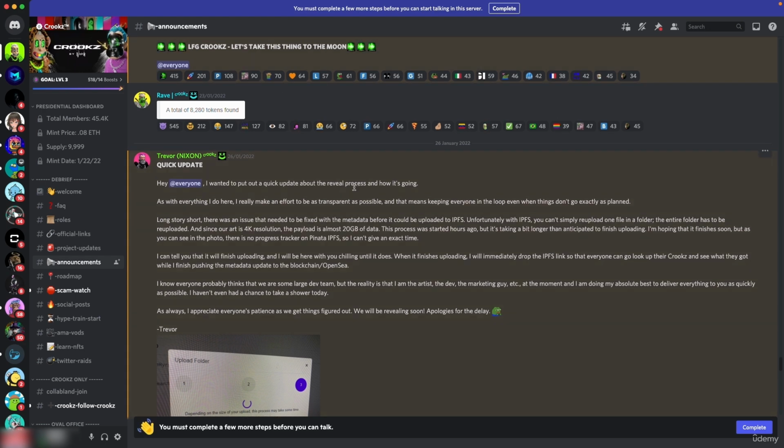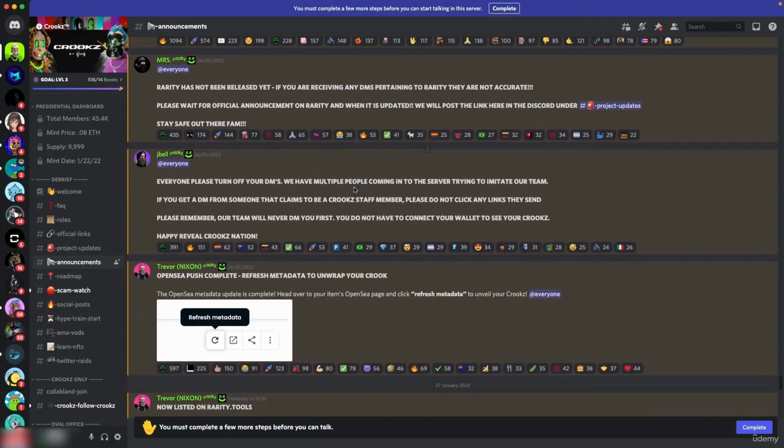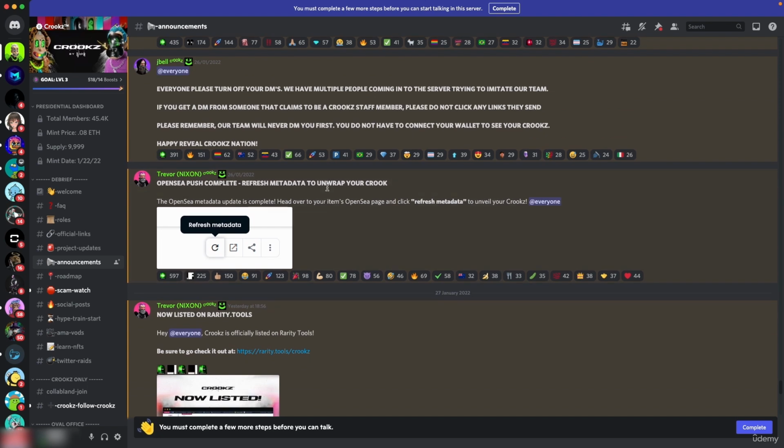Okay, so it's gone straight from the mint to the reveal. When is the reveal? Can we see any data, any dates on that? And yes, we can see it right here on the 26th. OpenSea, push complete, refresh metadata to unwrap your crook. So this is basically when they revealed.